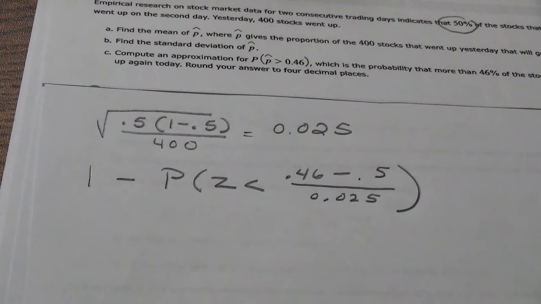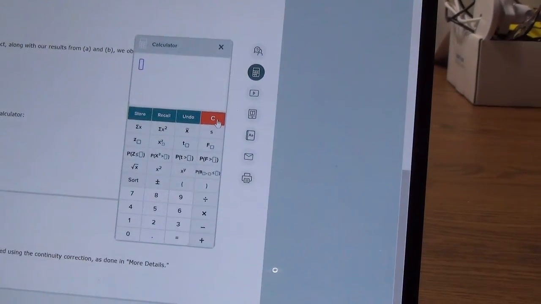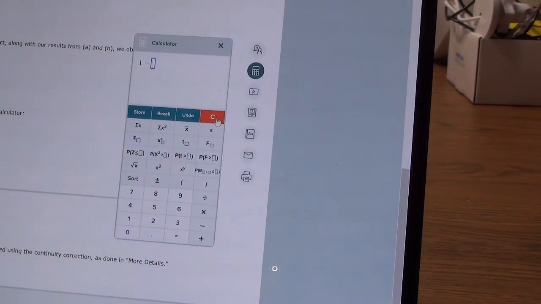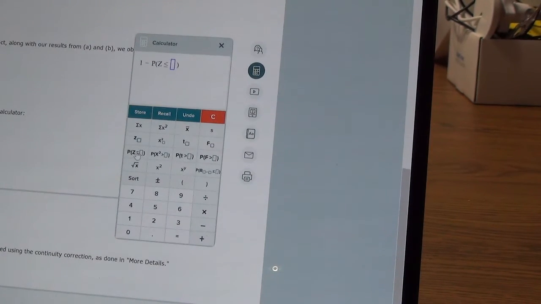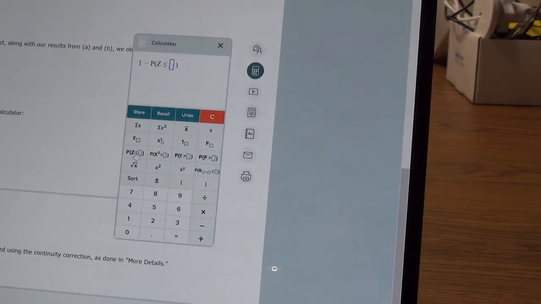And so, let me slide this over to the Alex calculator. We are going to do 1 minus the P of Z is less than or equal to. Since on Alex it's always less than or equal to, if you have a greater than, you've got to do the 1 minus. And then I'm going to have my 0.46 minus my 0.5.